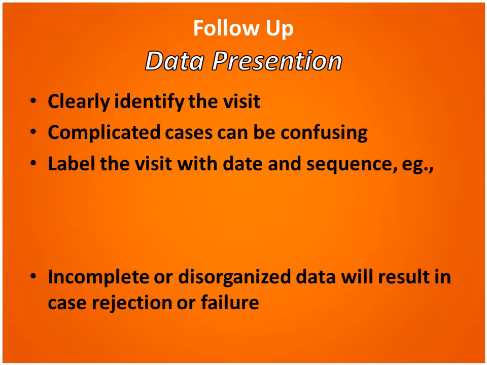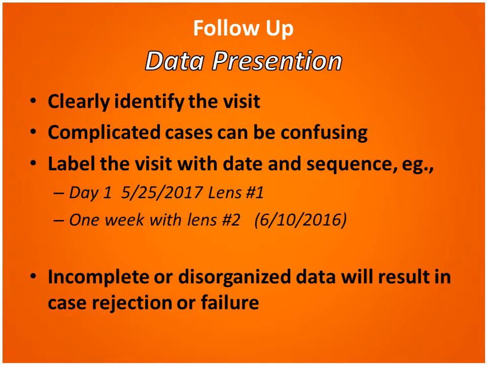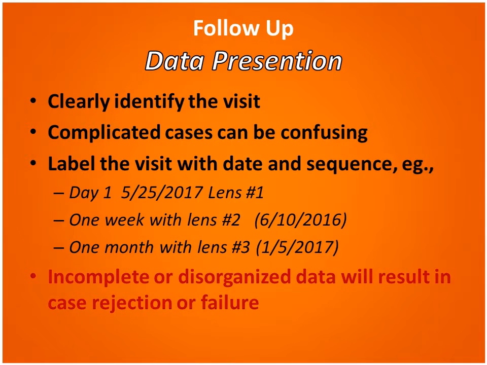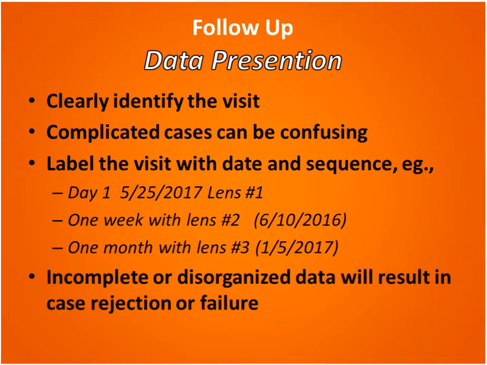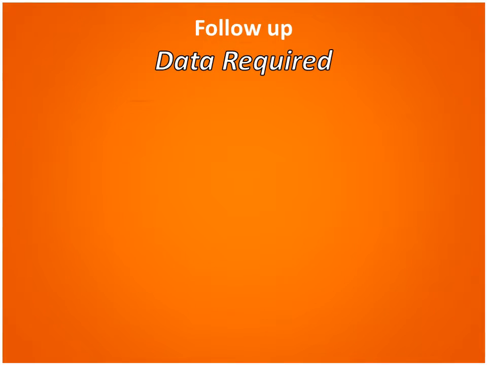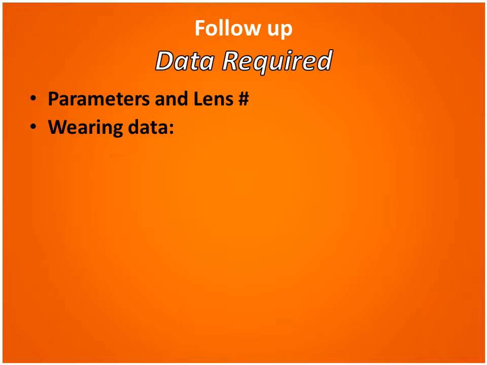And so if you label this day 1 with the date and the lens number, it's so much easier. Or 1 month with lens number 3, this is the date. If we have to go back and forth and try and figure out where we are, you're going to find that the reviewer just won't do it, and they'll reject the case. It's got to be orderly and easy for us to follow. And you're going to enter the parameters and the lens number, and then of course all of the information here.